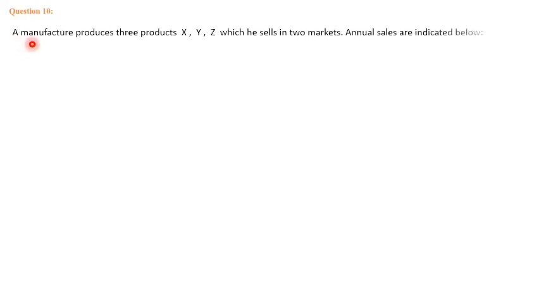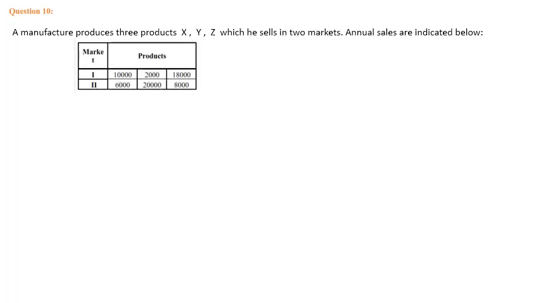The question is, a manufacturer produces three products X, Y, and Z, which he sells in two markets. Annual sales are indicated below. There is a tabular column. Market 1 is the first market and market 2 is the second market, and the products in the first market are 10,000, 2,000 and 18,000, and in the second, 6,000, 20,000 and 8,000.